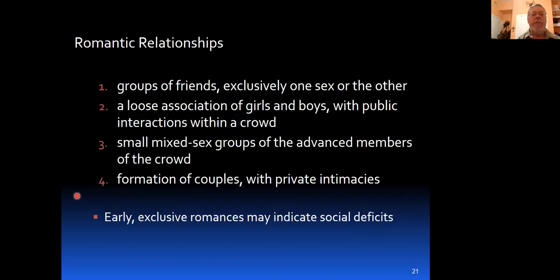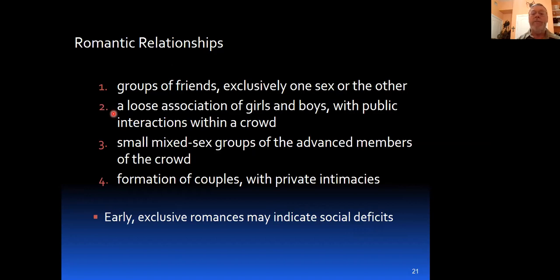Now let's have a look at the development of romantic relationships in adolescence. So researchers years ago identified a certain pattern of interactions that typically was followed by children and adolescents as they were growing up. And that's shown here on your screen. So traditionally, you find groups of friends made up of boys or girls hanging out together, not mixing with those of the other sex.